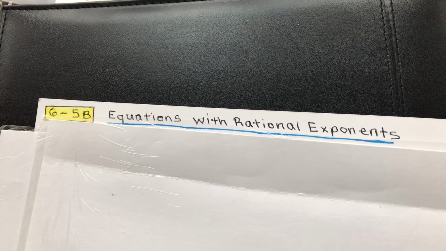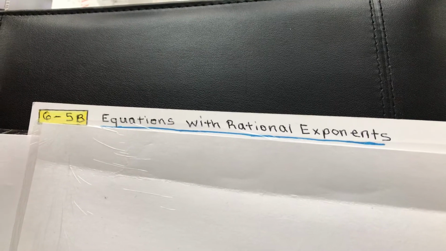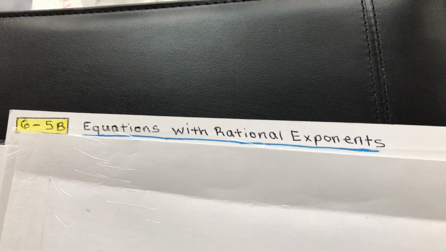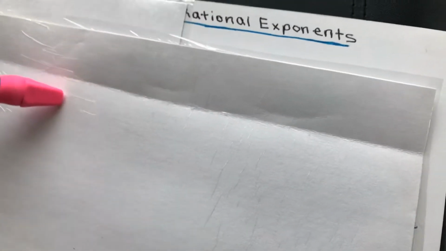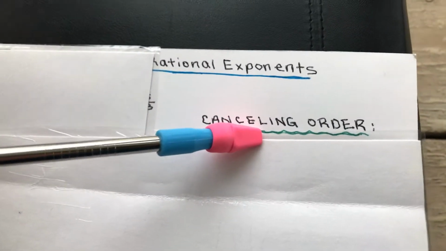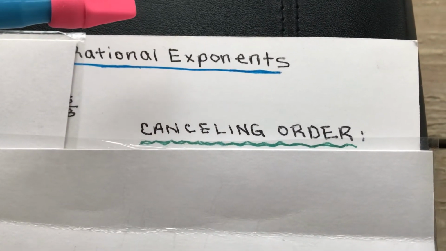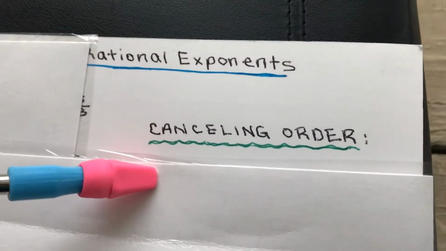Kuhlman and Will. We are on our next section, 6-5b, equations with rational exponents. And I want to give you guys a couple of little notes to take down before we dive into our example equations. The first thing that I'd like you to write down, we're going to talk about order. So let's go ahead and write down in our notebooks, canceling order. Whenever we have equations with parentheses and rational exponents, we have to follow a certain order.